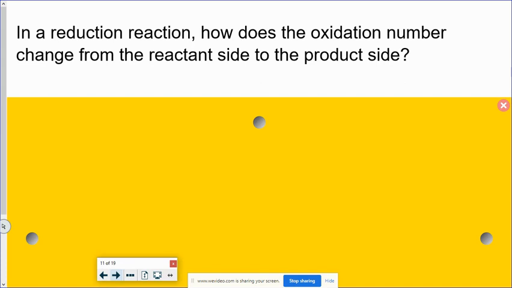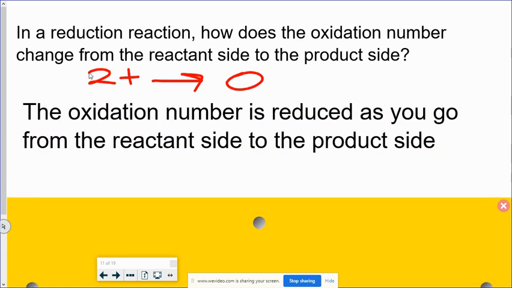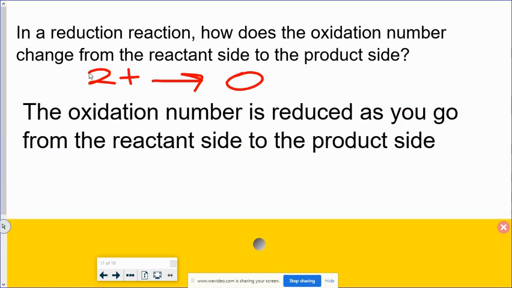All right, so in a reduction reaction, how does the oxidation number change from the reactant side to the product side? So if we have a 2 positive on the reactant side and over on this side it goes to 0, that's always going to be a reduction in oxidation number, and that means we have a reduction reaction. Oxidation number is reduced as you go from the reactant side to the product side.